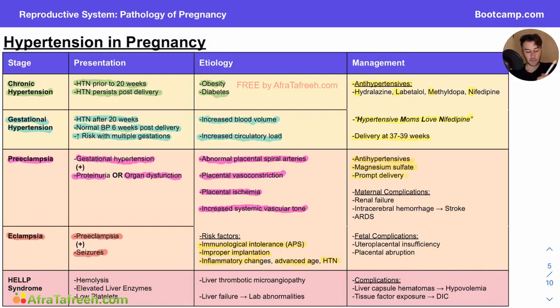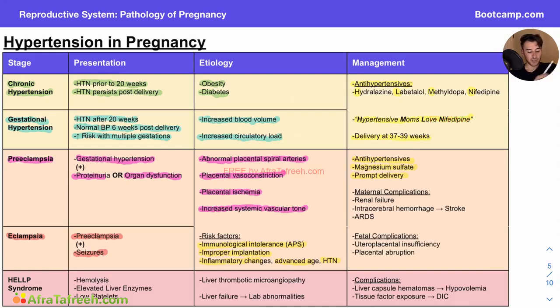Additionally, we want to pursue prompt delivery. So delivering this fetus as soon as possible is going to be really helpful in terms of relieving the root problem, which is going to be those placental arteries. So once we get the placenta out, it's going to improve the eclampsia and the preeclampsia that could be happening.